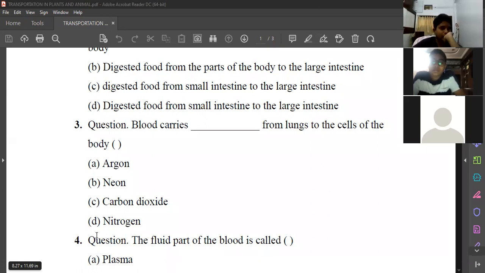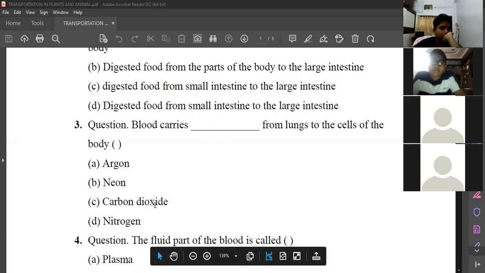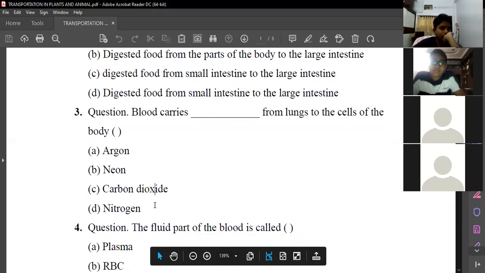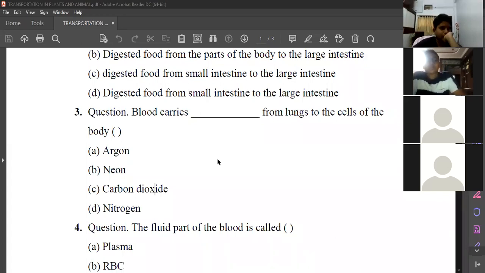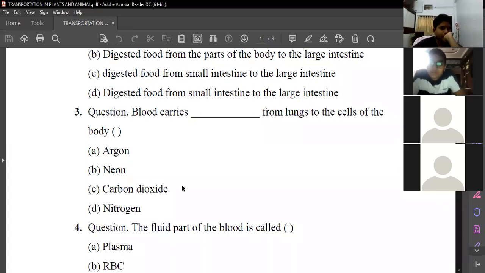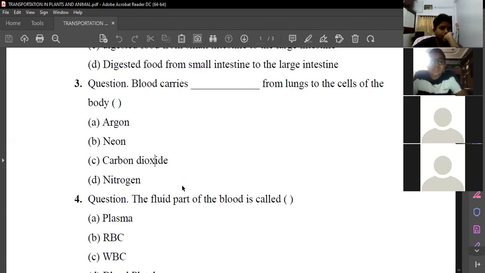No option is given correctly. Actually, it will carry the oxygen. Yes, sir, I knew that it was oxygen, but in the options there is no oxygen, so I took carbon dioxide. Even I was confused about that. Blood carries carbon dioxide from the cells of the body to the lungs. Some mistake happened in the question itself. Argon, nitrogen and neon are not involved in respiration, so only carbon dioxide is there, but the question has to be reversed.